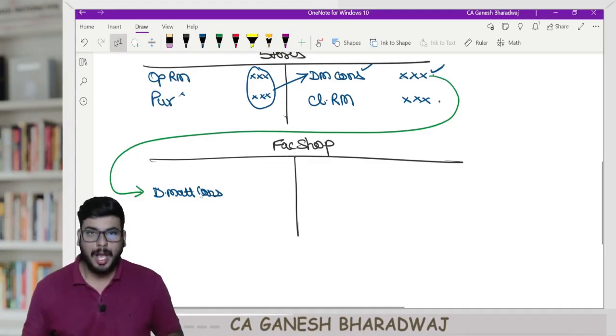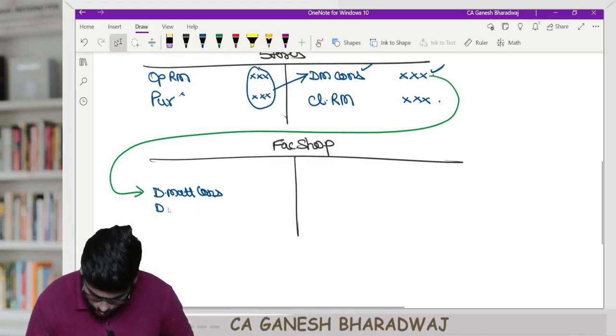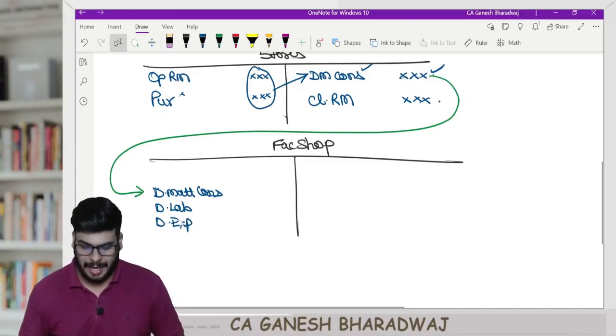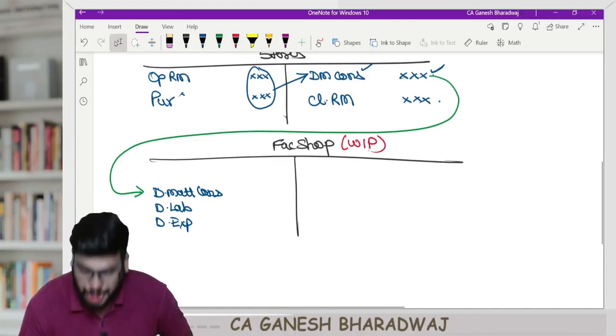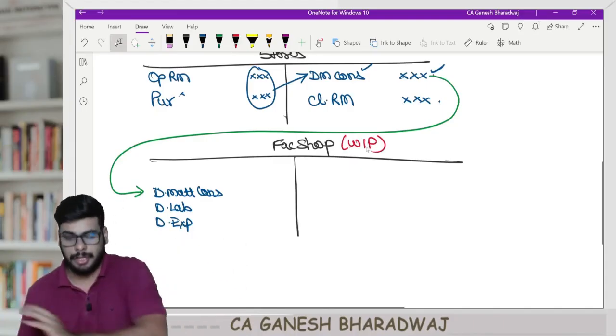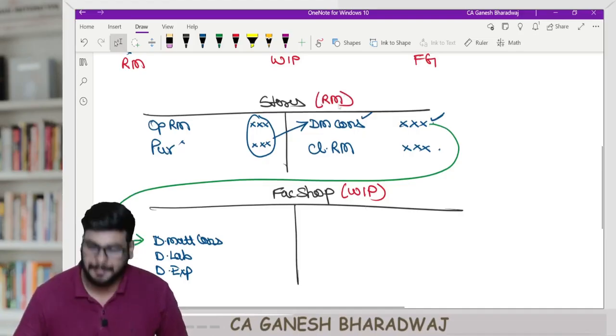Right? Now, apart from material, is material the only cost I incur? No. I will also be incurring direct labor. I will also be incurring direct expense. All these are incurred in the factory shop, or in other words, this is the area where the conversion happens. Raw material is converted into WIP, whereas the stores area exclusively deals in raw material. Are you clear with this?